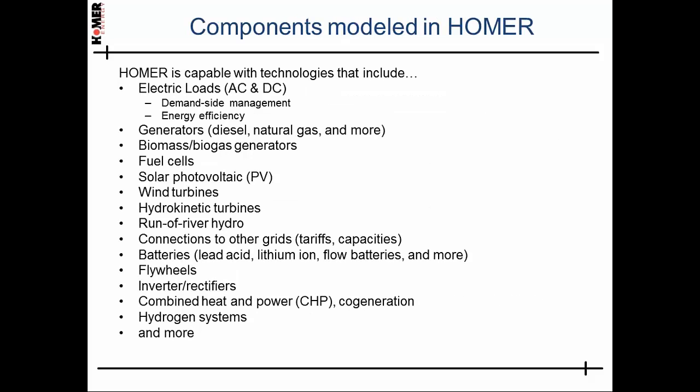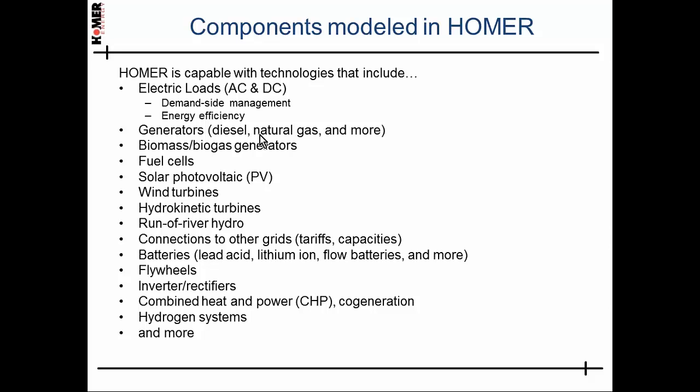Now, HOMER Pro models a range of loads, including electrical loads and thermal loads, as well as hydrogen, and includes demand-side management and energy efficiency. It can also model a range of generator options, including reciprocating units, turbines, fuel cells, and they can run on just about any fuel, including diesel, natural gas, hydrogen, biomass or biogas.